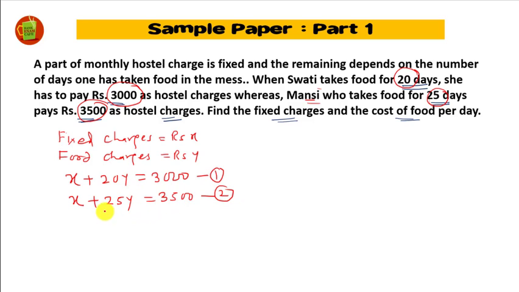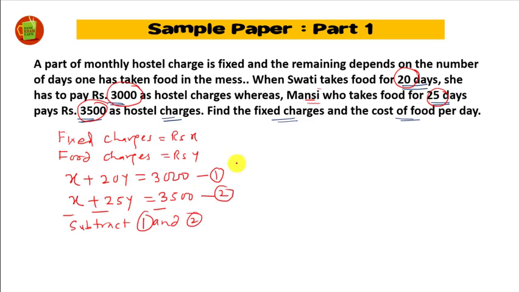Now we will solve these two equations by elimination method. Here x will be eliminated easily because both have same signs and the coefficients are equal, so we will just subtract these two equations and eliminate the variable x. So we subtract equation 1 and 2. After subtracting, x and x get eliminated because all the signs will change. So x will get eliminated.